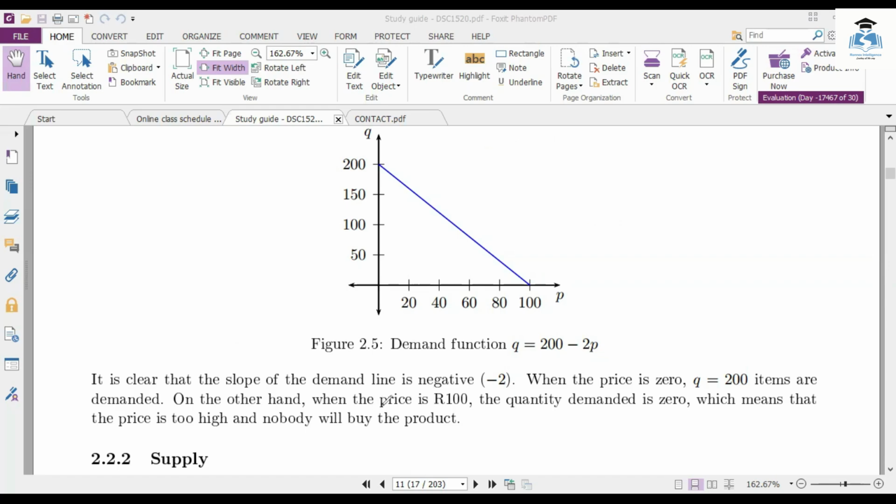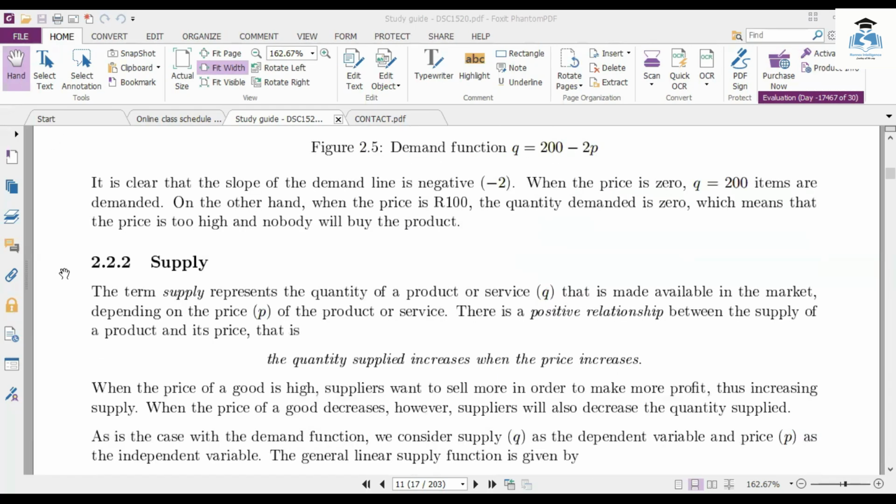On the other hand, when the price is 100 rand, the quantity demanded will be 0, which means that the price is too high and nobody will buy the product. Okay, I think you understand.